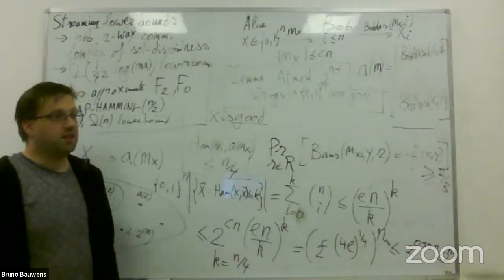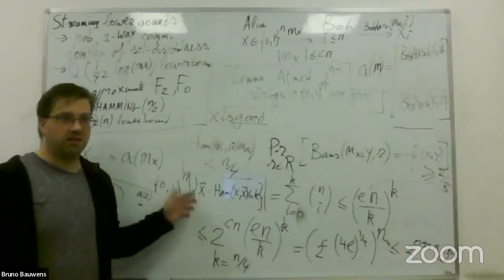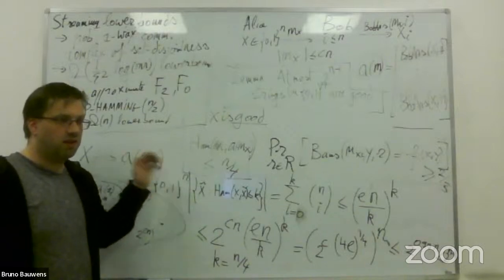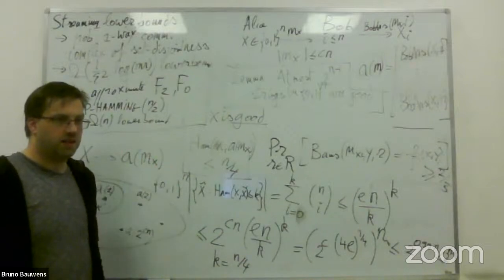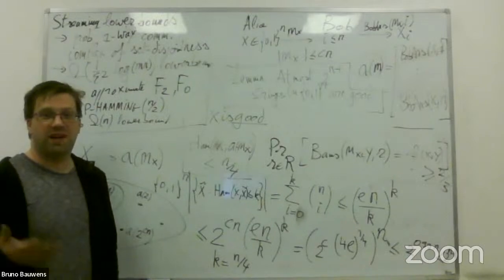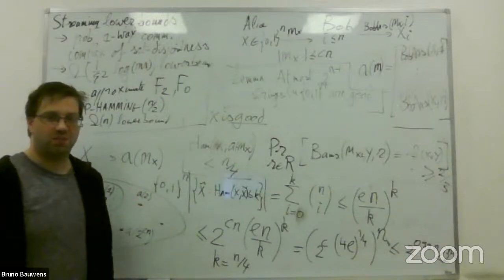And it's also nice because it's a probabilistic reduction. So it only makes sense for probabilistic versions of the algorithm. So it's another reason why probabilistic communication complexity is important.